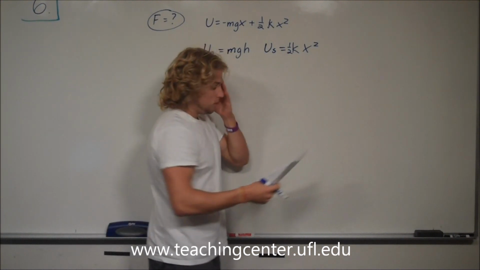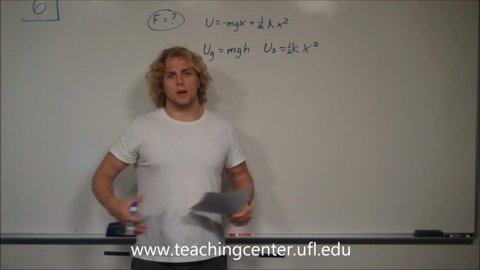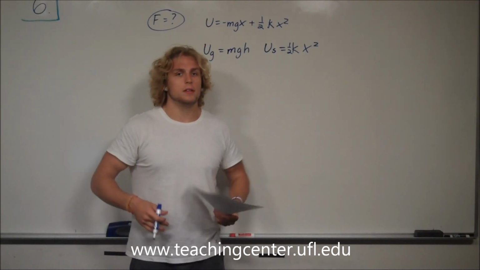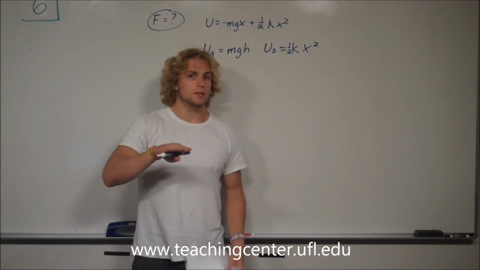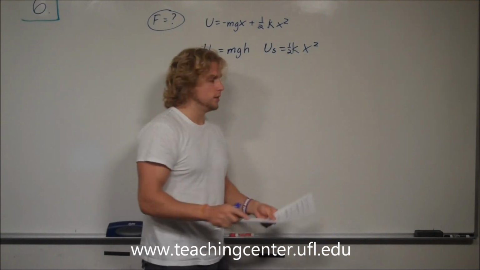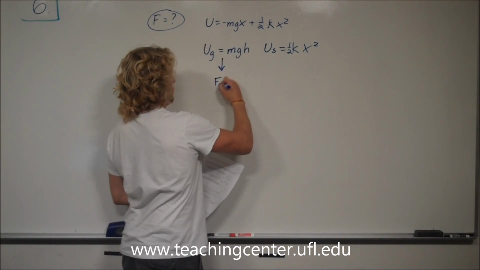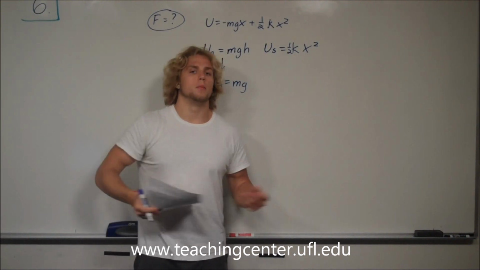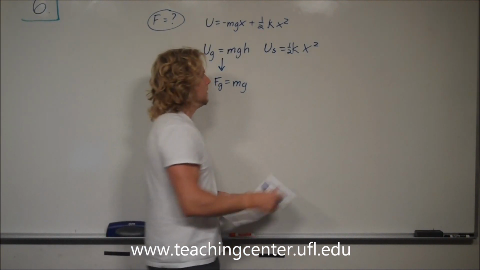Now, with gravitational potential energy, what is the force that's causing this potential energy? Gravity. Gravity is always pulling on something, and that's why it has potential energy, because it wants to go down, but something's stopping it. That's why it's potential energy. So the force because of gravity is always equal to mg. We know this by dealing with the past problems, dealing with weight and whatever.